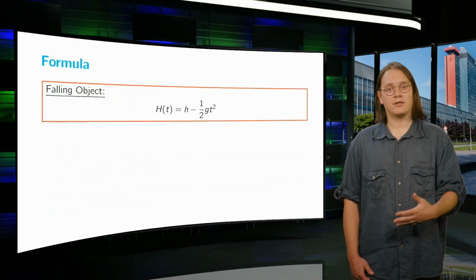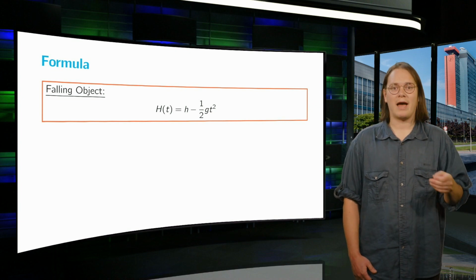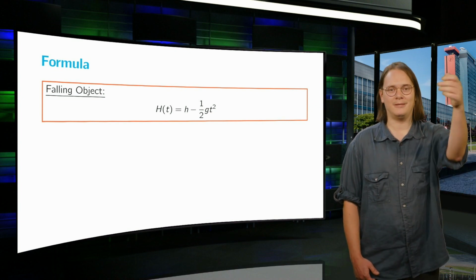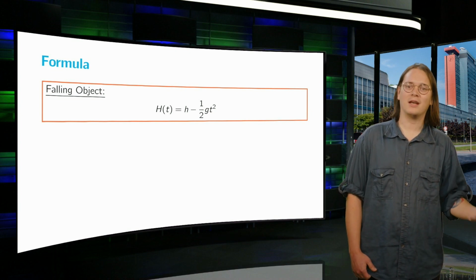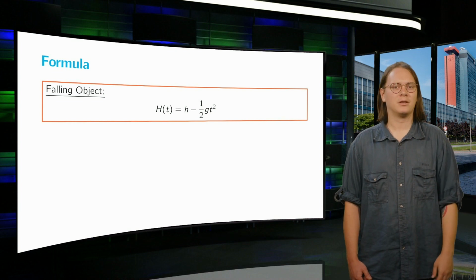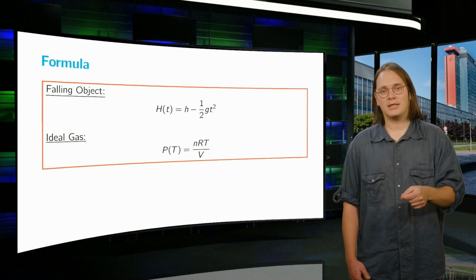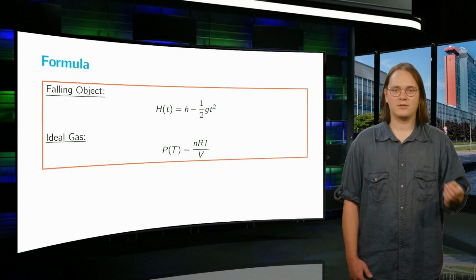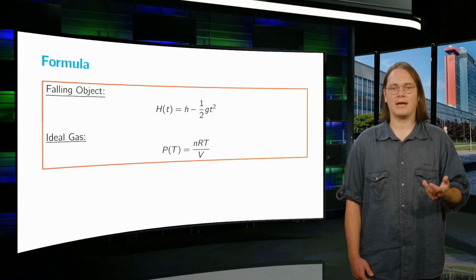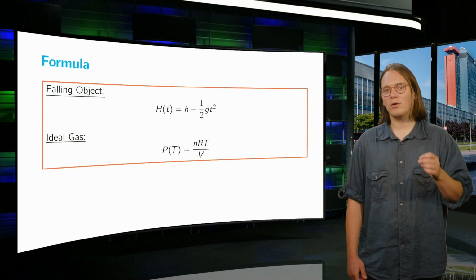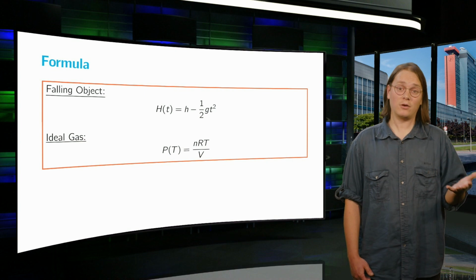For example, in the case of the falling object, we find that h of t equals h minus 1/2 times g times t squared, where g is a gravitational constant and h is the starting height. For the ideal gas, we find that P of T equals n times R times T divided by V. Here V is the volume of the gas, R is the gas constant, and n is the amount of molecules in the gas. Note that we are treating only the temperature T as a variable, and all the other quantities in the formula are simply constant.